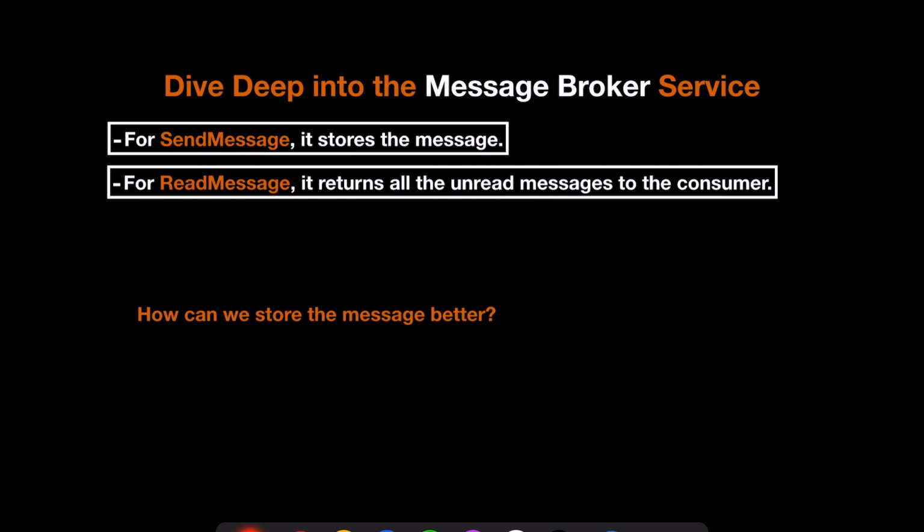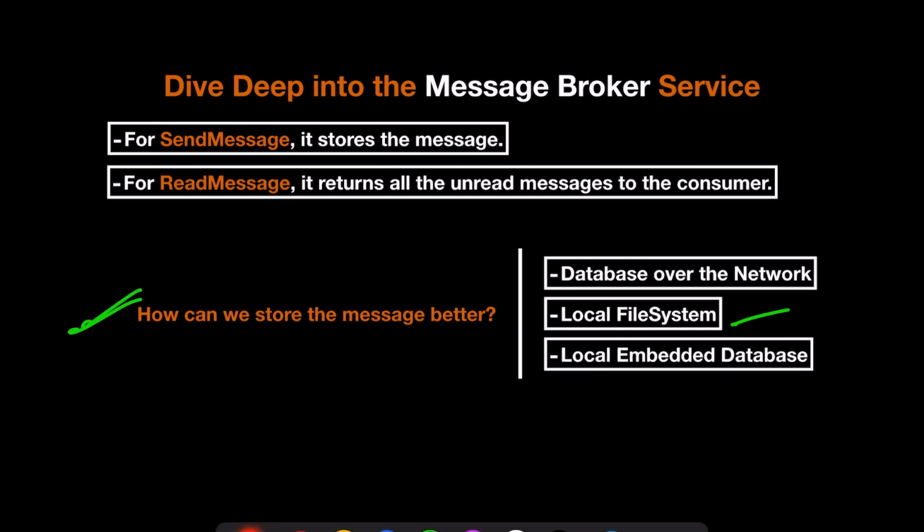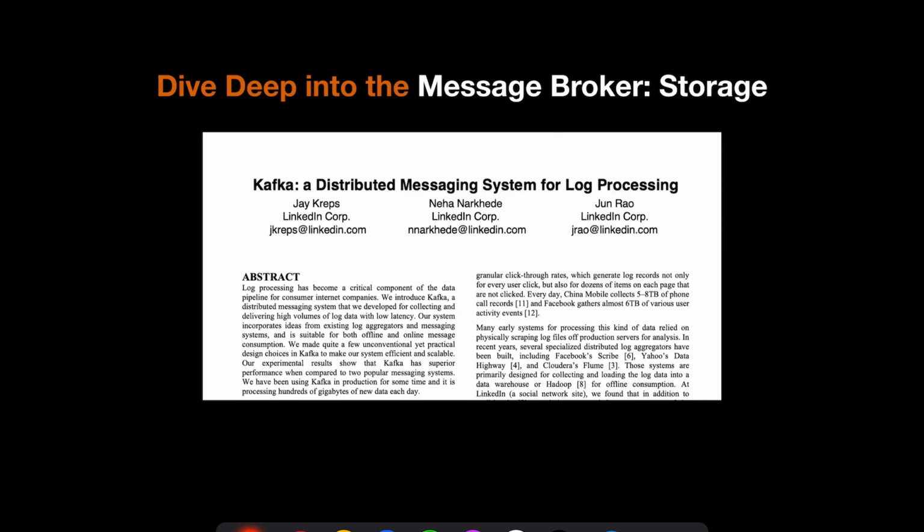Now the question is, how can we store the messages better? We need to store the message so that we can return it to our customer faster and more easily. There are a couple of options. One is a database over the network. Another is the local file system, or a local embedded database, which gives similar performance to the local file system. Before talking about that, I would suggest everyone read the Kafka paper, a distributed messaging system for log processing. They basically utilize files for storing the queue messages.